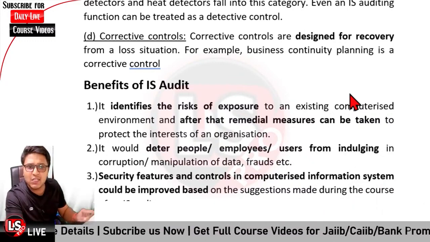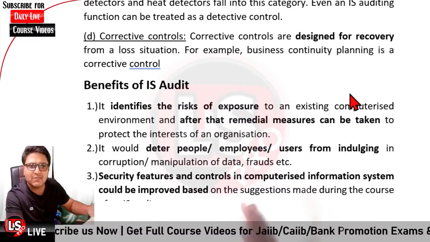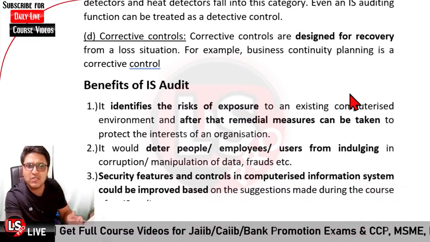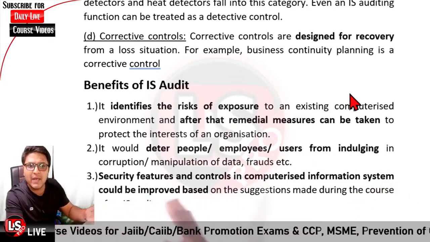Then it also deters people, employees, internal as well as external, from indulging in corruption, manipulation of data or frauds.